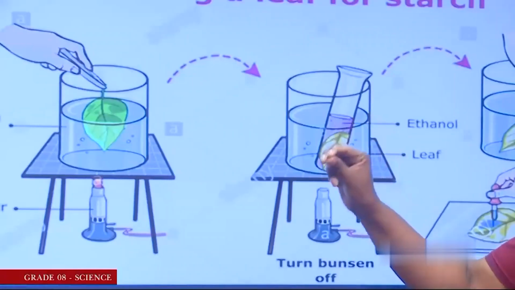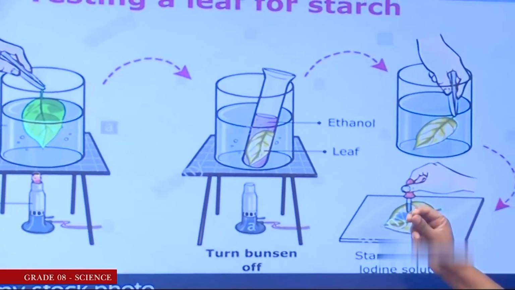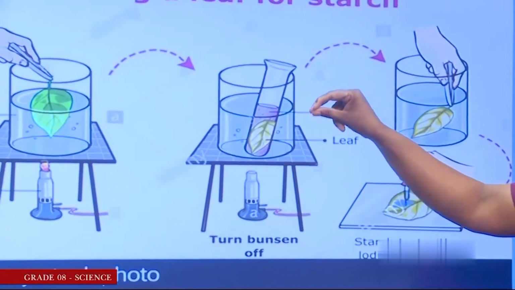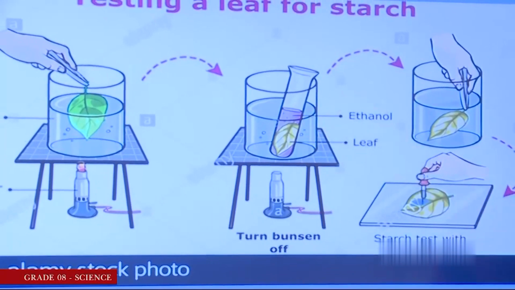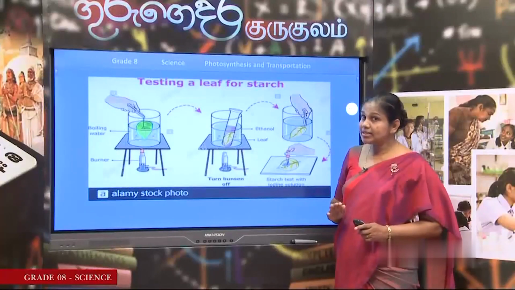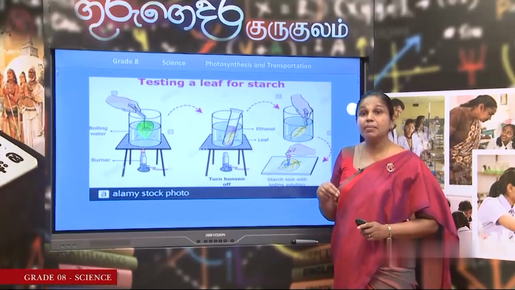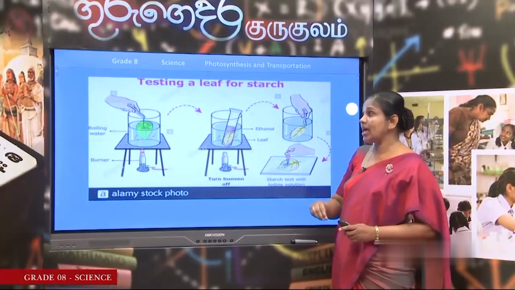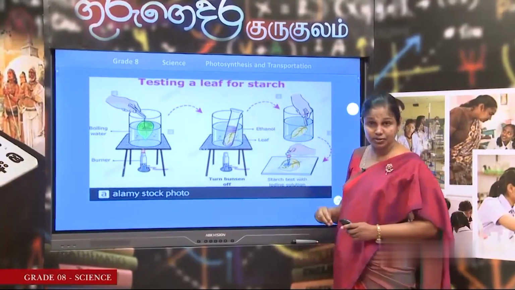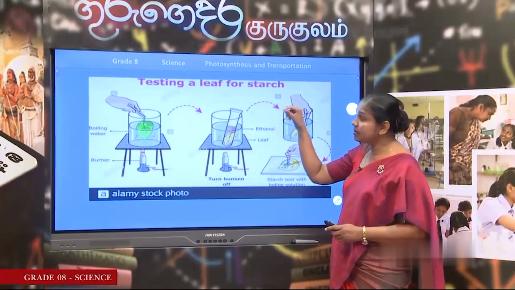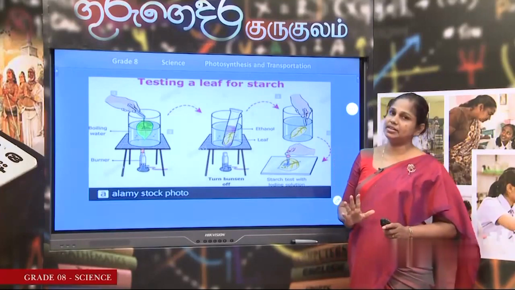After boiling the leaf in this water for 5 to 10 minutes, the leaf is taken out and put in a boiling tube containing ethyl alcohol. Ethyl alcohol is a colorless liquid available in the lab, children. We have to take some ethyl alcohol into a boiling tube, and then that leaf which is boiled in water must be inserted into the boiling tube, and then it should be placed inside the water bath and heated.